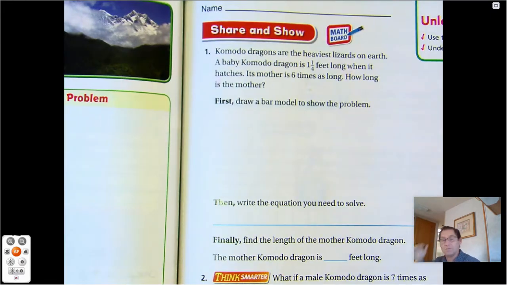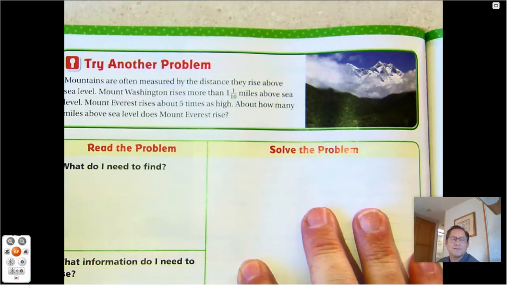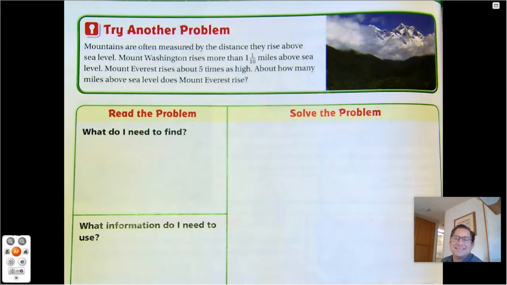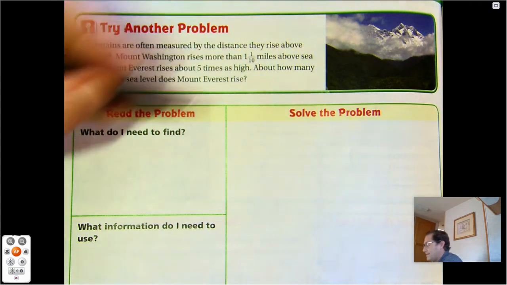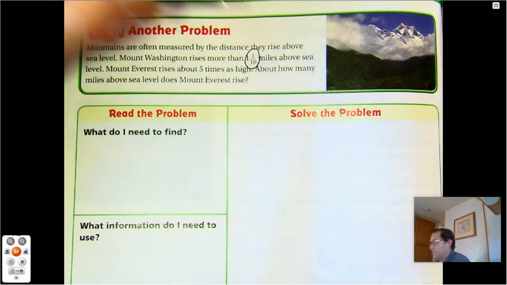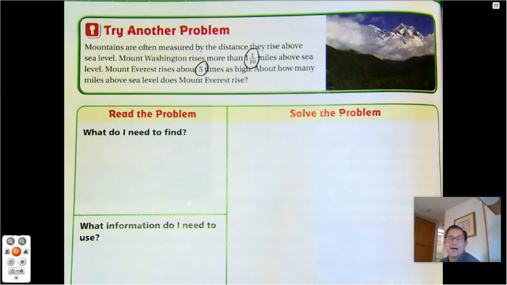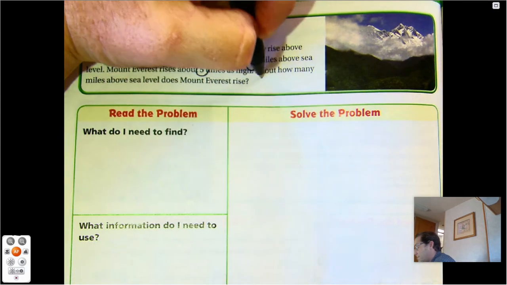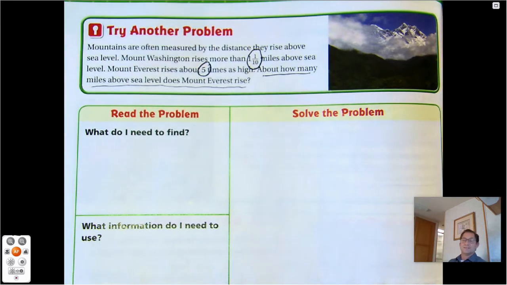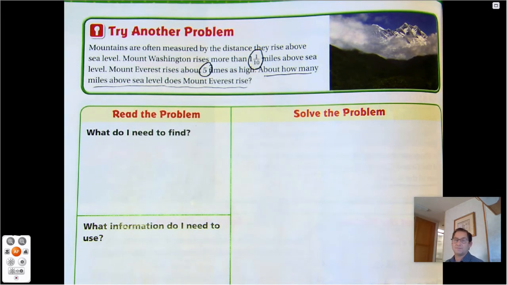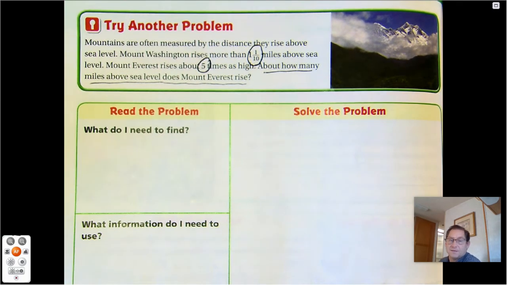All right, try another problem. We're on page 348. Mountains are often measured by the distance they rise above sea level. Mount Washington rises more than 1 1/10 miles above sea level. Mount Everest rises about 5 times as high. About how many miles above sea level does Mount Everest rise? So this is the same question as the ocean being deeper than the Grand Canyon, except we're referring to mountains.